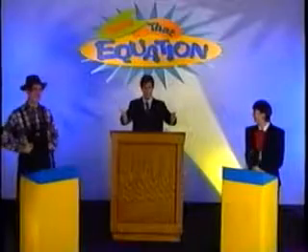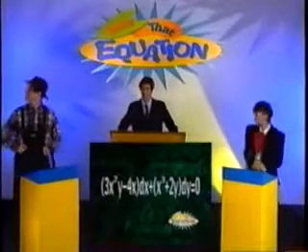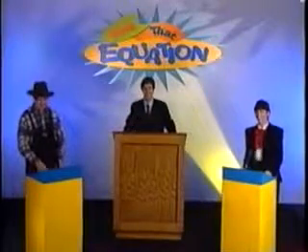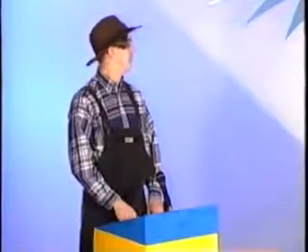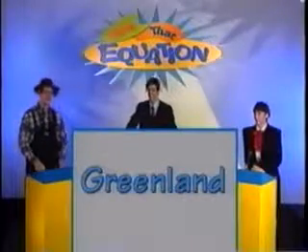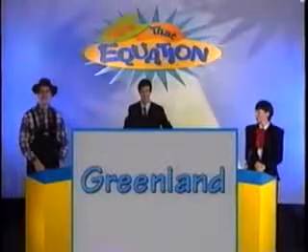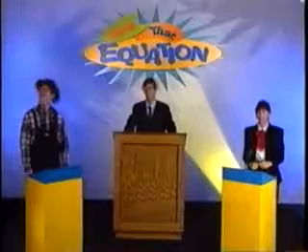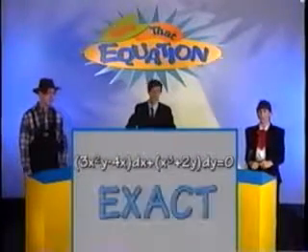Everyone, look at the big screen for our first differential equation. The differential equation is (3x squared y minus 4x) dx plus (x cubed plus 2y) dy equals 0. And time's up. Okay, let's see how our contestants did. Cletus, you had Greenland. I'm sorry, that is not correct. Okay, Tina, you said, who is Abraham Lincoln? Oh, again, I'm sorry, that is an incorrect response. The correct response is that this differential equation is exact.